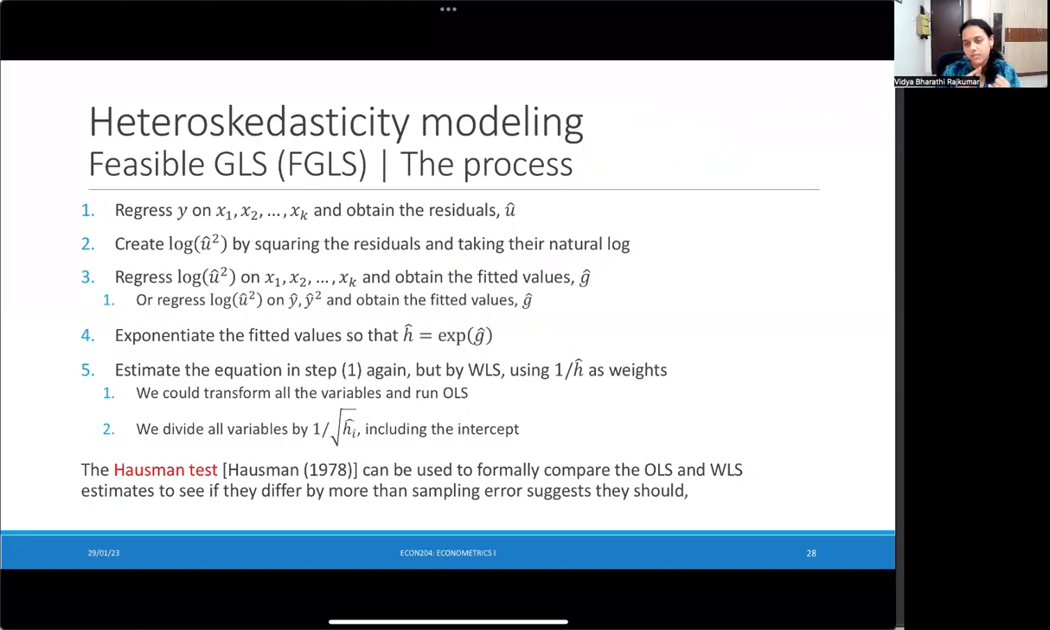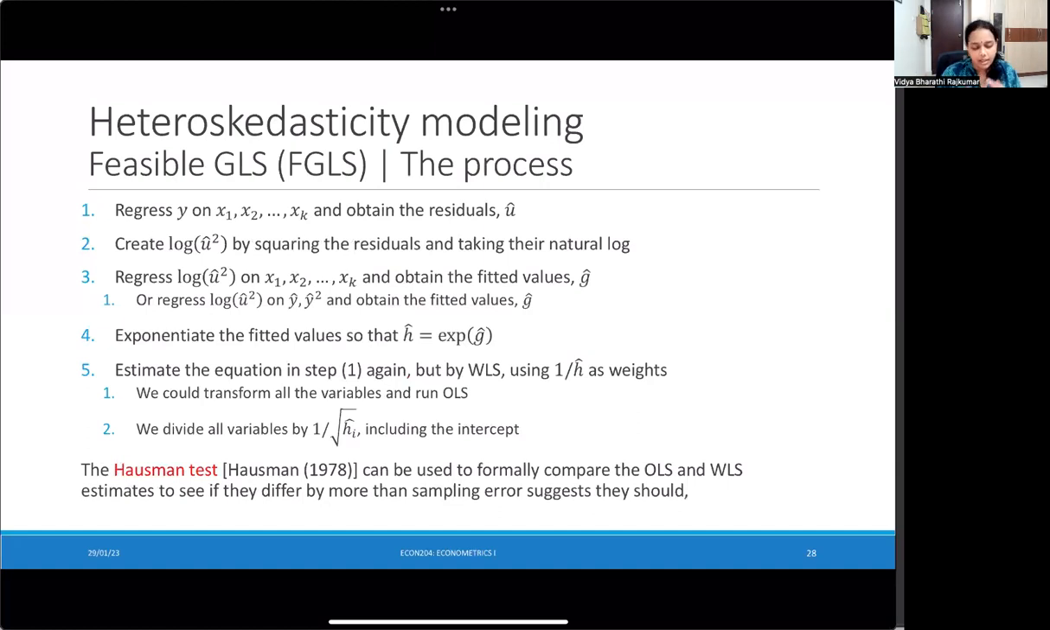So the steps here are first regress y on all the x values and get your u hats. Then get log of u hat square and regress them on all the x variables. And then you obtain the fitted values g hat. Now I can either regress log u hat square on all the x values, or I can also regress it on my predicted y hat and y hat square values. That's just an alternate way of doing this to get my fitted values. And once I have g hat, I just have to get e power g hat, and that's all that I need to get my h hat. And once I know h hat, I know the functional form of my heteroscedasticity. And 1 over h hat becomes my weights. So I just transform all the variables and divide them by square root of h i hat, including the intercept, and that gives me my feasible GLS model.